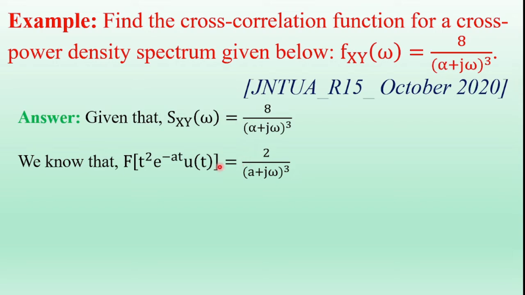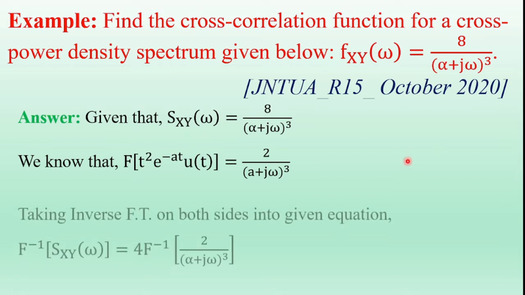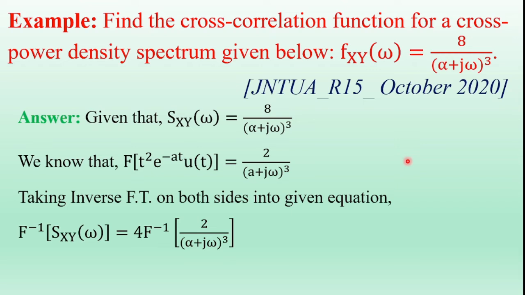So from this equation, F inverse of this RHS term is t square into e power minus a t u of t. So using this basic expression, we can find out the cross correlation function of the given data. Taking inverse Fourier transform on both sides, F inverse of Sxy of omega is equal to F inverse of, so this 8 is written as 4 into 2, 4 into F inverse of 2 by (alpha plus j omega) whole cube.